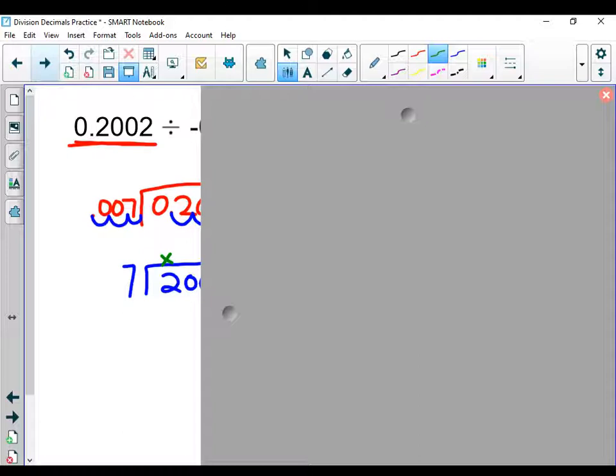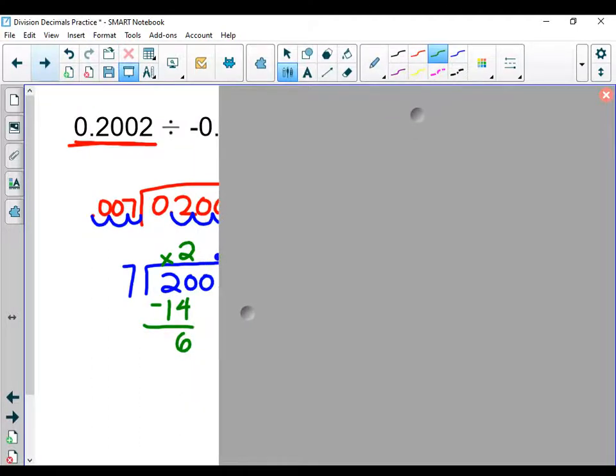Does 7 fit into 20? Yes, 2 times. Makes 14. I'm slowly working my way left to right, just like a book. Does 7 fit into 60? Yes, 8 times.